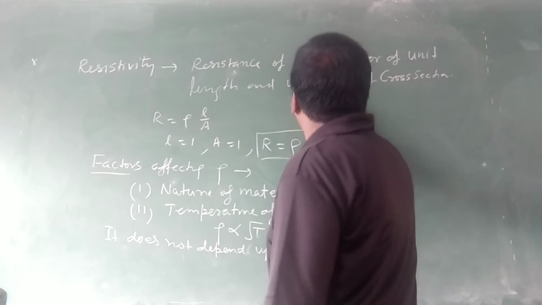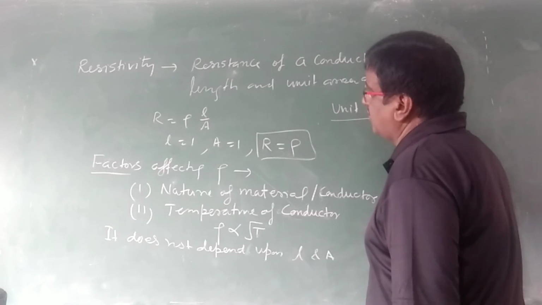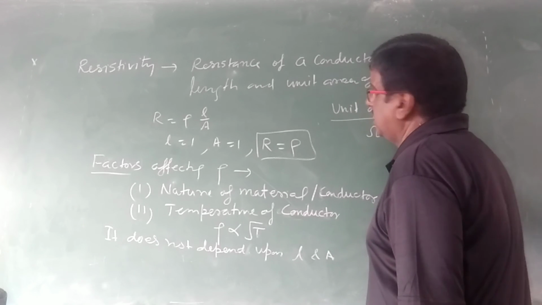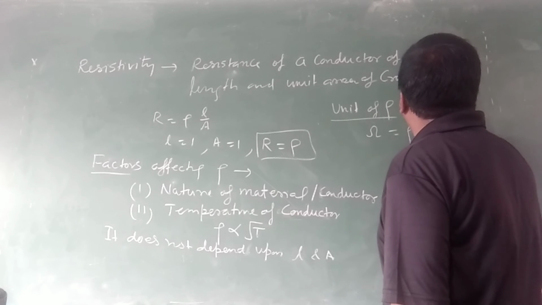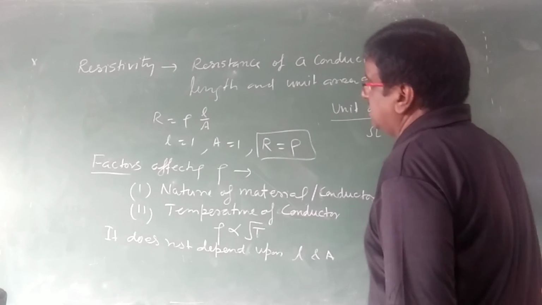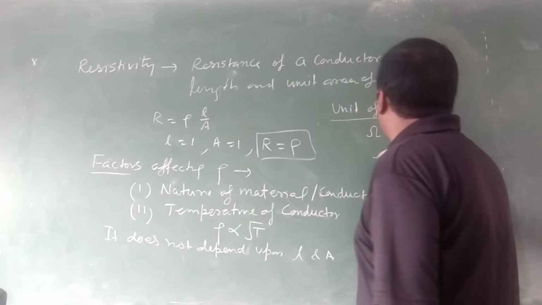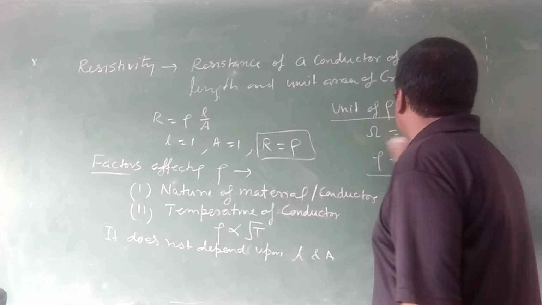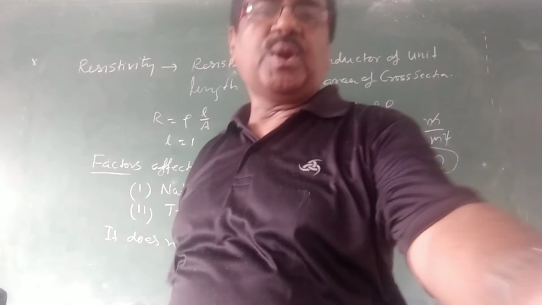What will be the unit of resistivity? From here you can calculate. R has ohm, and for resistivity we need meter by meter square. So it will be cut: length has meter and area has meter square. So rho is equal to ohm meter. This is the unit. The SI unit of resistivity is ohm meter. This is all about resistivity.